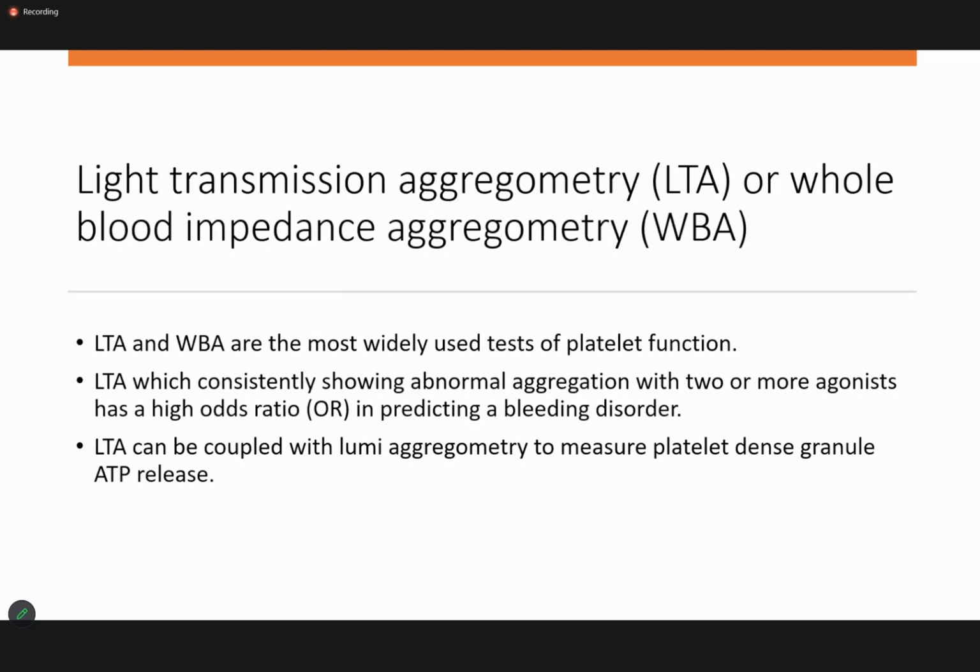What about LTA, light transmission aggregometry, and whole blood impedance aggregometry? Basically, both of these, LTA and whole blood aggregometry, are the most widely used tests of platelet function. Okay, LTA, which consistently shows abnormal aggregation with two or more agonists, actually has a high odds ratio in predicting bleeding disorder. Okay, LTA can be coupled with lumi-aggregometry to measure platelet dense granule ATP release.